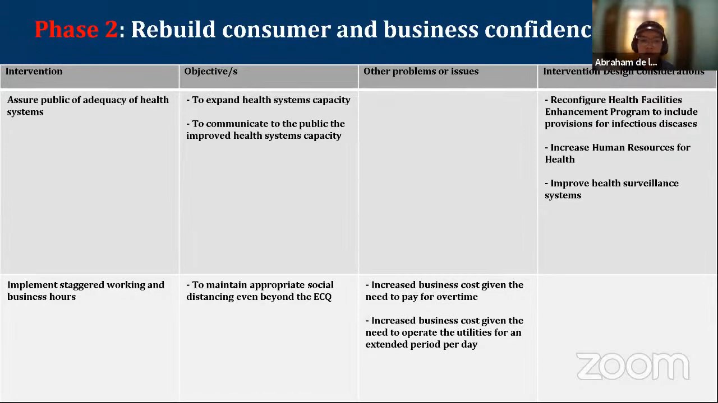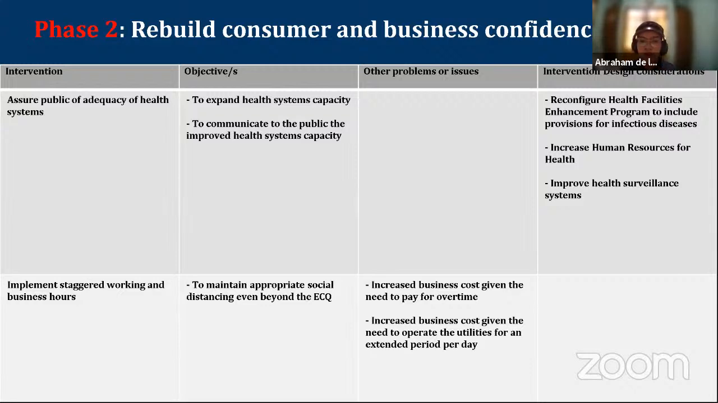So phase 2, rebuild consumer and business confidence. Once the ECQ is lifted, there might still be reduced economic activity as the public becomes hesitant to engage. The best way to address this problem is to assure the public of adequacy of our improved health systems. And here are the interventions for the second phase.